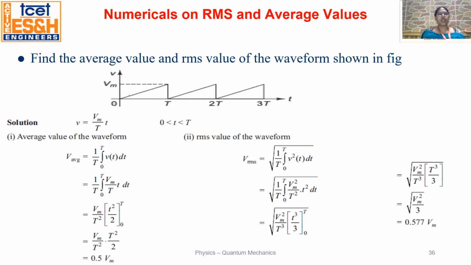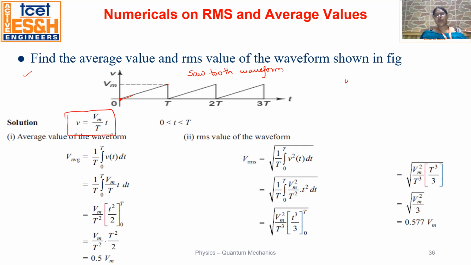Okay, so this is, again, one more numerical. In this numerical, we have a waveform known as the sawtooth waveform. In this waveform, we have a line. So first of all, you have to find out the basic function for it.